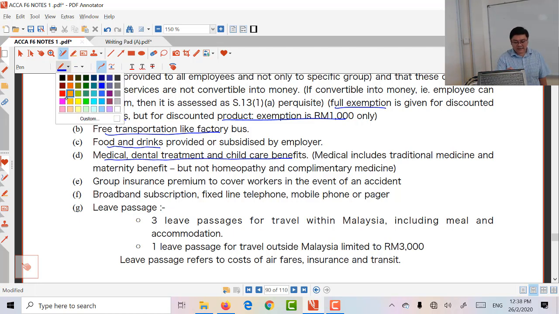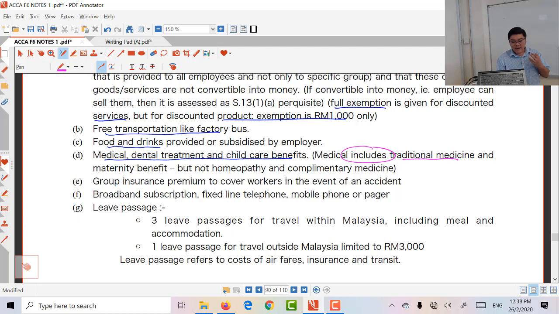Now, when it comes to medical, take note, they actually give exemption for traditional medicine also, okay? Maternity also. Now, they include that, but you must be certified, yeah?